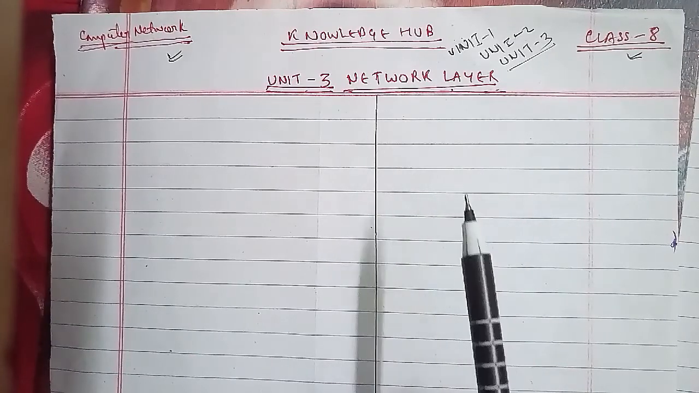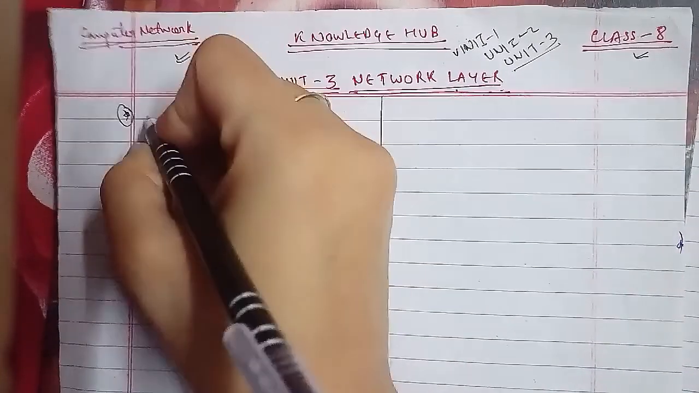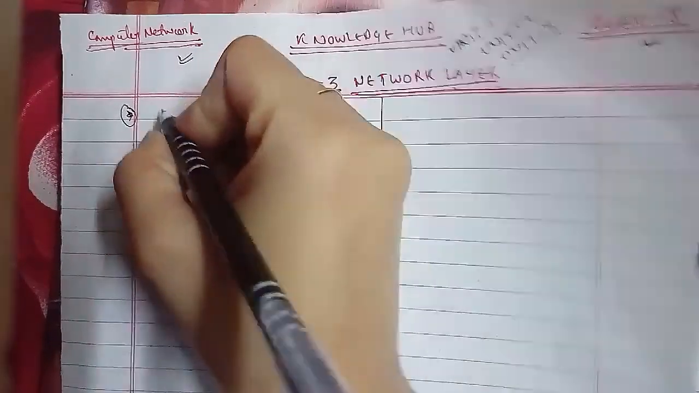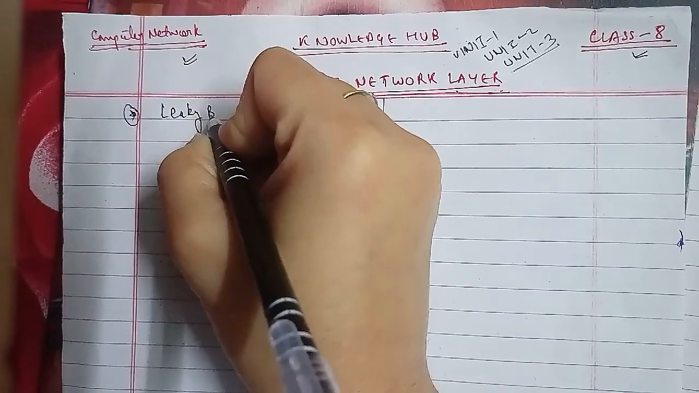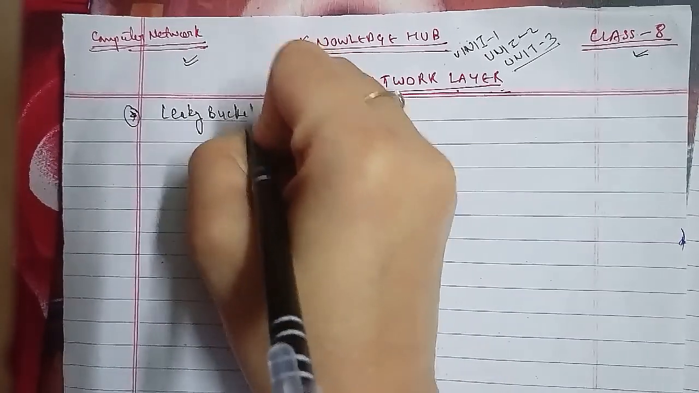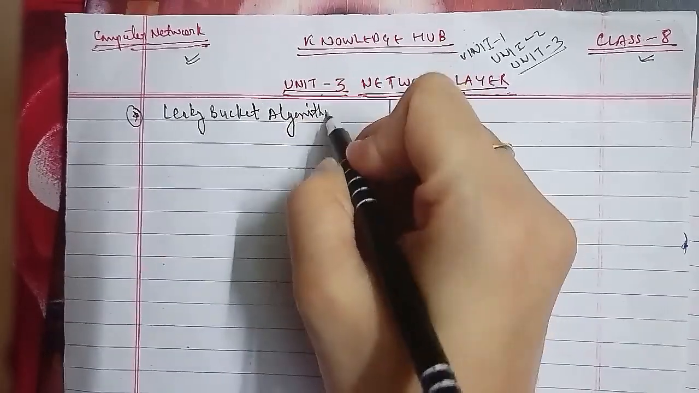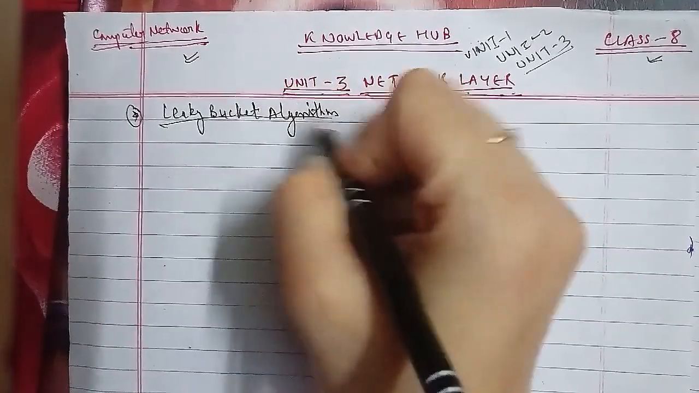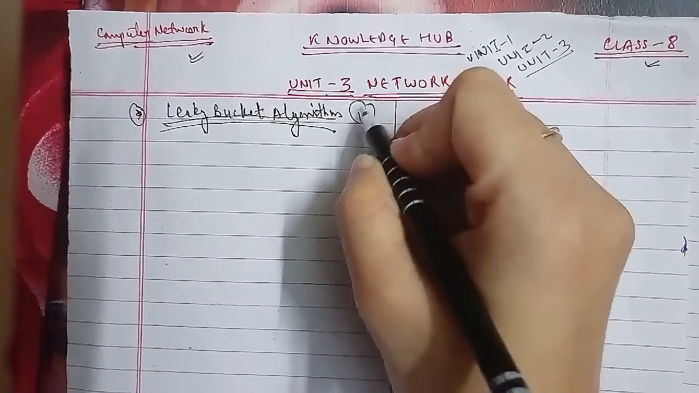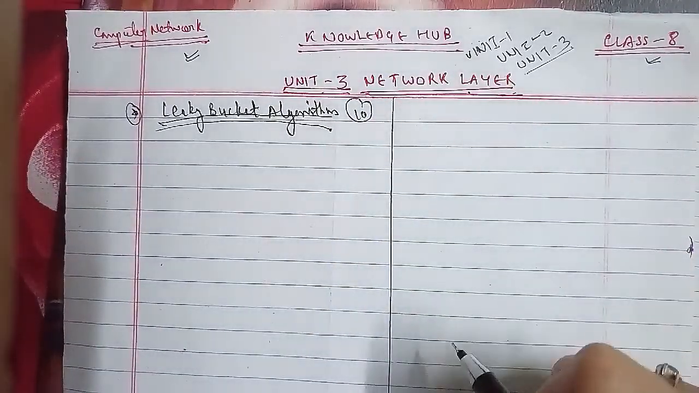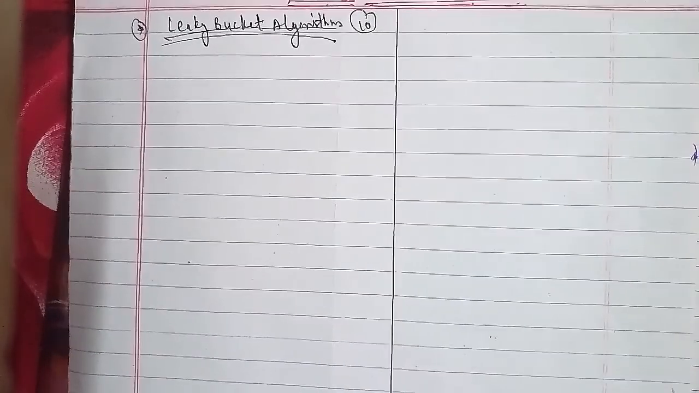Let's go ahead with the first heading. What today we will discuss is the leaky bucket algorithm. The leaky bucket algorithm is very important because it has been asked for 10 marks. In the leaky bucket algorithm, you have to know very few things that are very important.